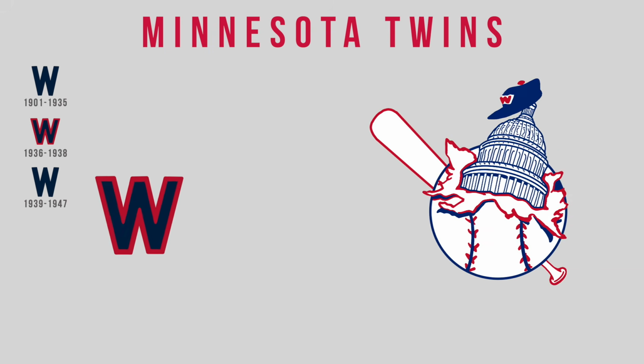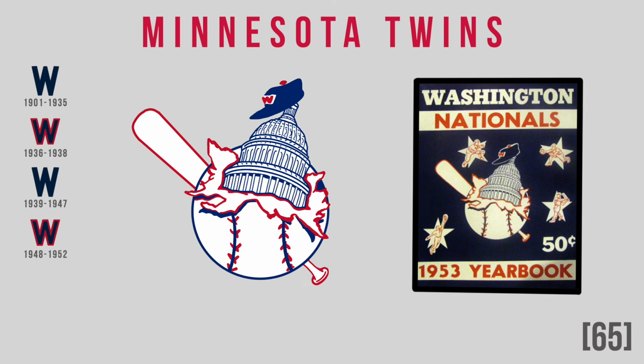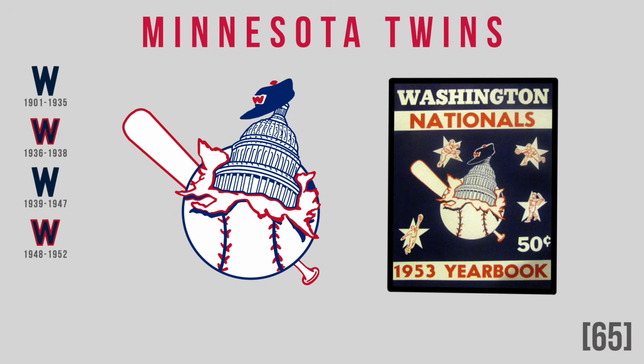In 1953, a new logo was created of a baseball in front of a bat. Erupting out of the baseball is the dome of the Capitol building of the United States. And hanging off the top is a blue baseball cap with a red W for Washington. You can see an example of it on the cover of the 1953 yearbook from the team.